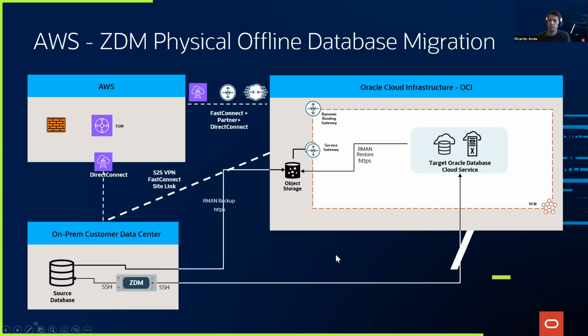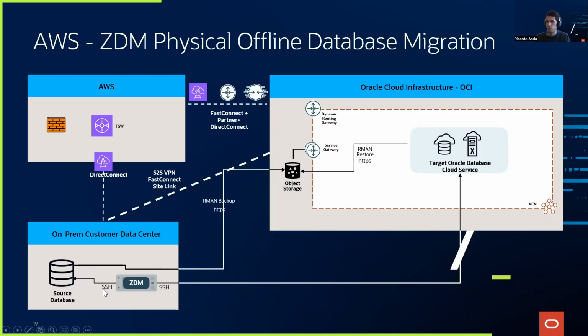Then, from a security point of view, is what Marcus explained. ZDM needs connectivity, and some ports will need to be opened. Here in this diagram, the arrows are showing who initiates the connection. In physical offline migration, ZDM will initiate an SSH connection to the target and to the source database. Then the source database will also initiate a connection to object storage, and the target will also initiate a connection to object storage.